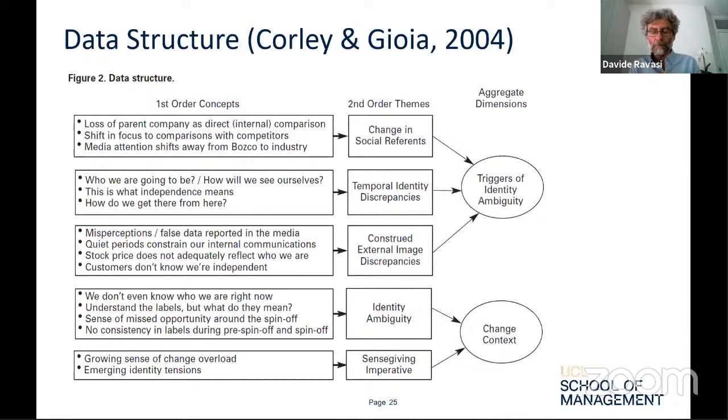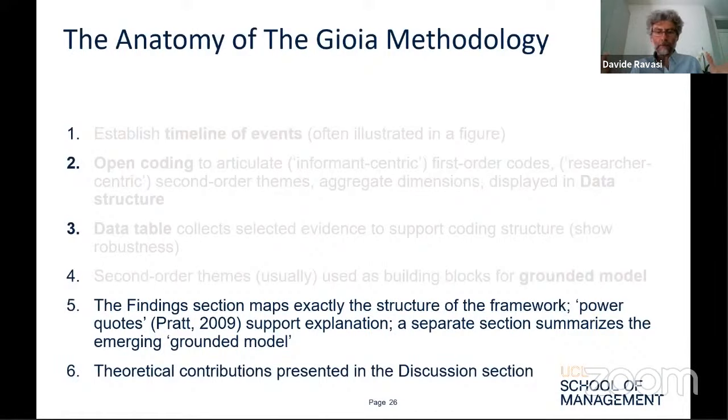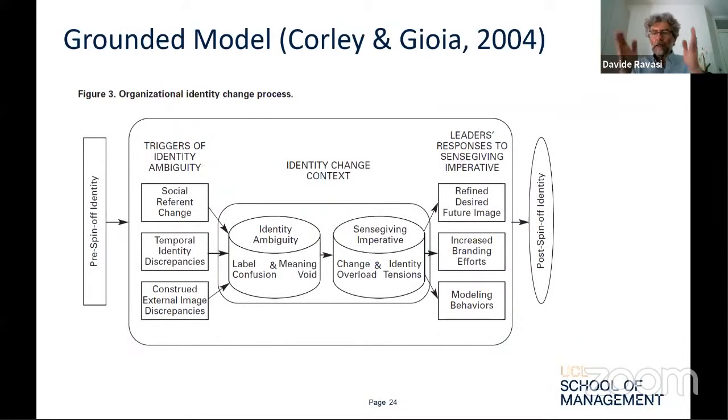Okay, shall we go on? Okay. So then finally, once you've done this, the other important element, the finding section. The finding section maps exactly the structure of the framework. So if this is your framework, you will need sections like triggers of identity ambiguity, 1, 2, 3, identity change context, 1, 2, 3, and so on. Because that's how you help your readers navigate your data structure, your model, your finding section.